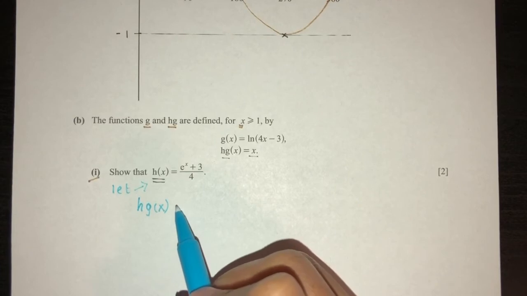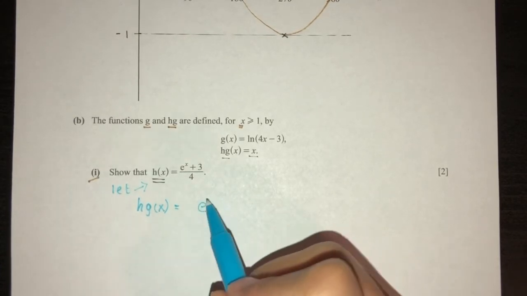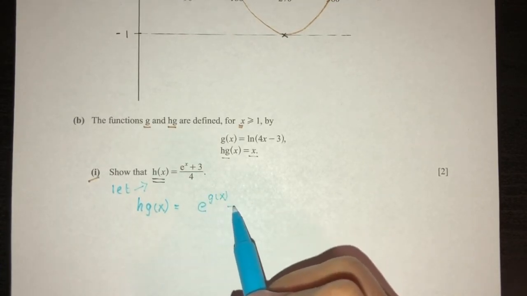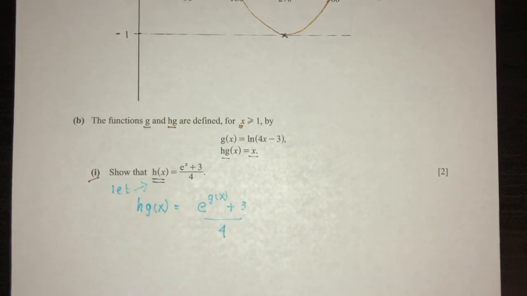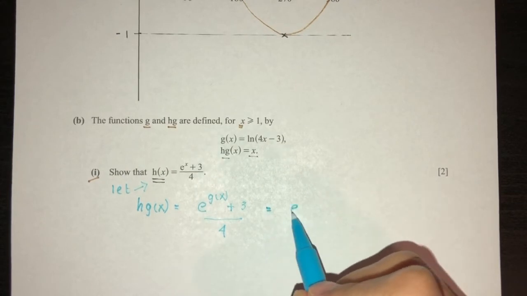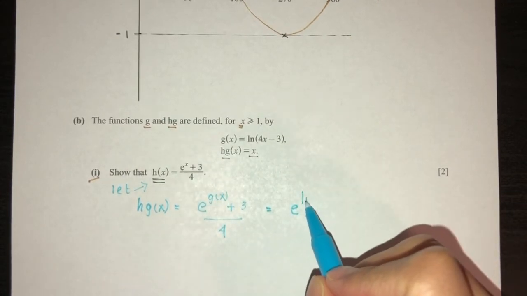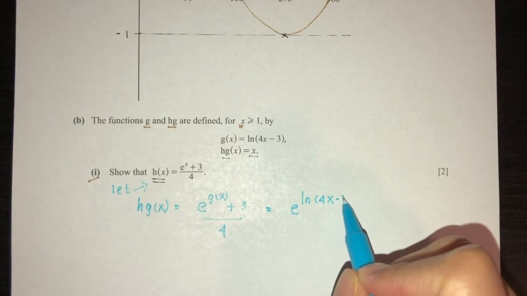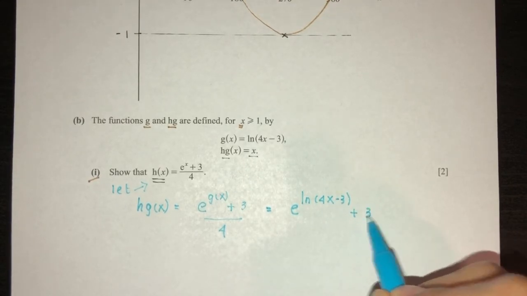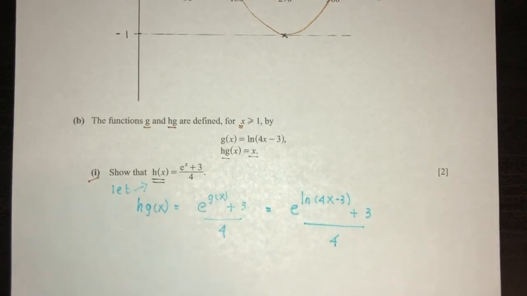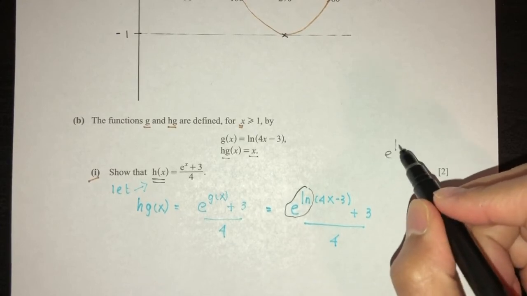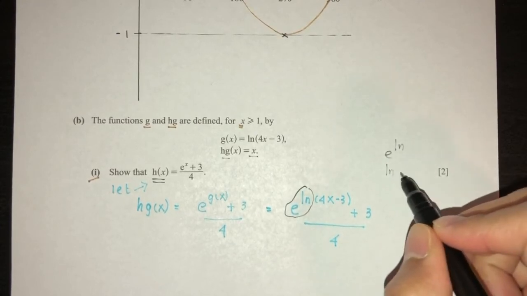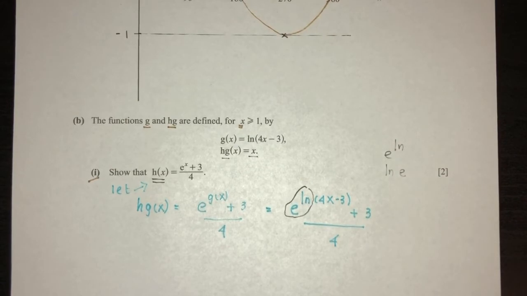So let's do this. You will have exponential, that will be g of x plus 3 over the value of 4. So now we have to simplify. Exponential g of x is equal to ln of 4x minus 3 plus 3 over 4. So now we have to simplify. This will be cancelled out.